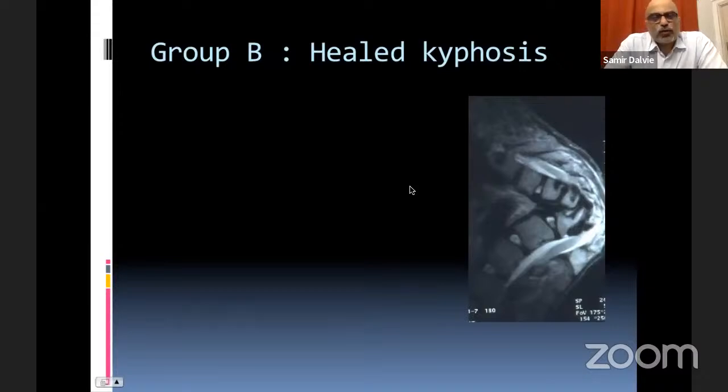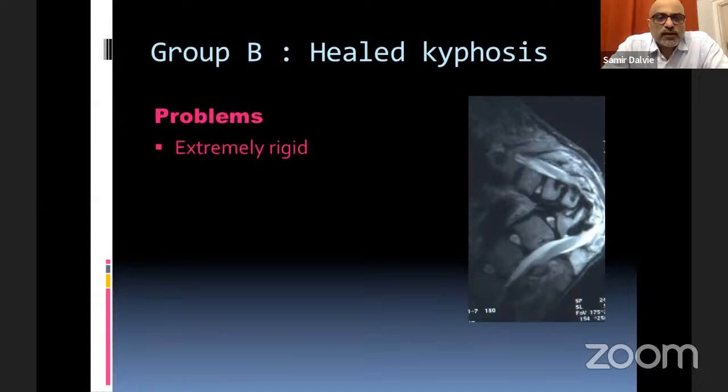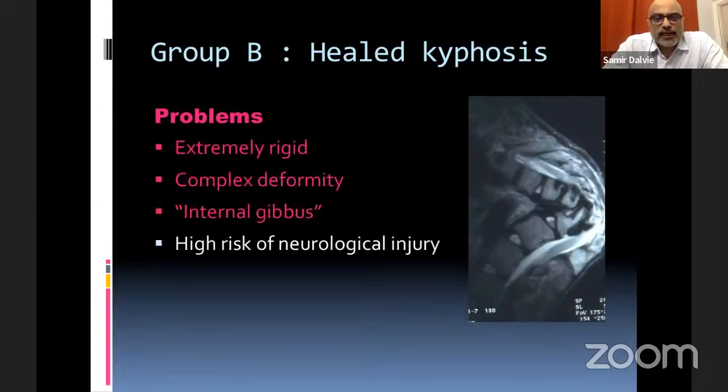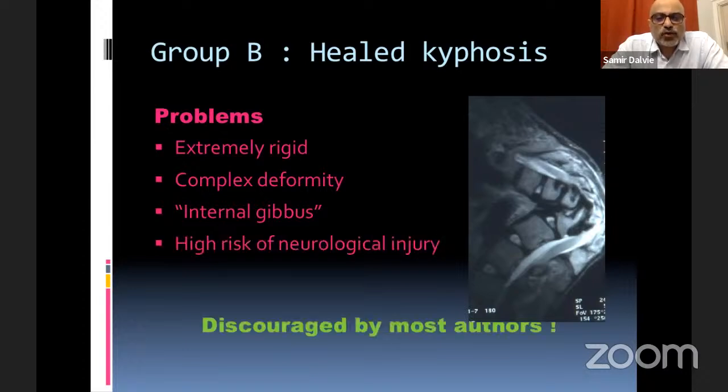The second group are the healed kyphosis. What we spoke of till now were the wet disease or the active kyphosis. These are a little easier to treat because the disease itself is wet, and that makes the spine flexible. But the healed kyphosis are the difficult ones because they are extremely rigid and complex. They are not just one plane deformities, and they have this internal gibbous which threatens the cord. There's a high risk of neurological injury, and it used to be discouraged by most authors.